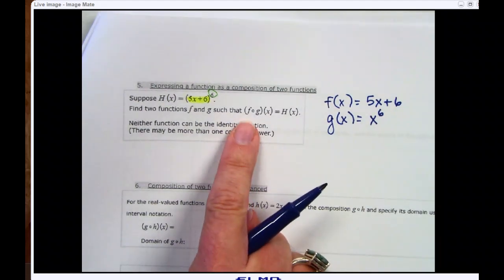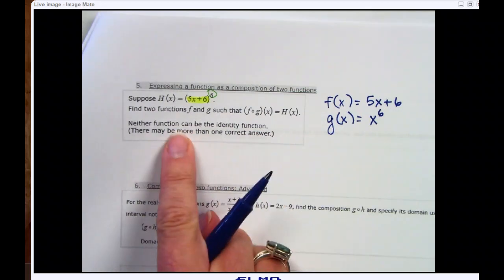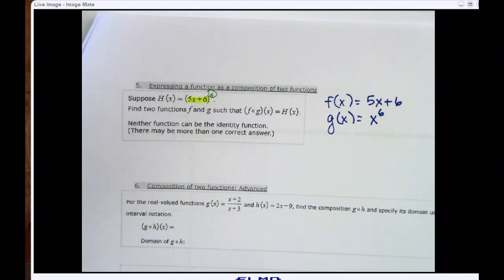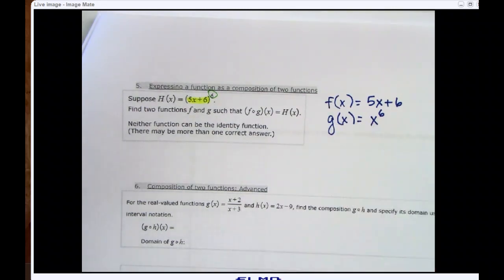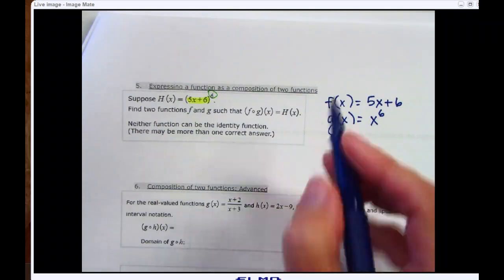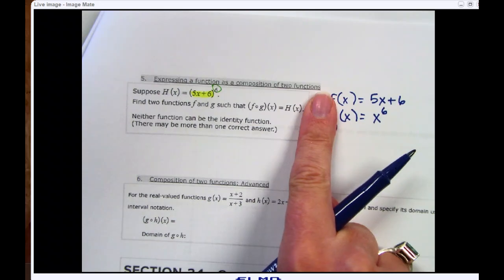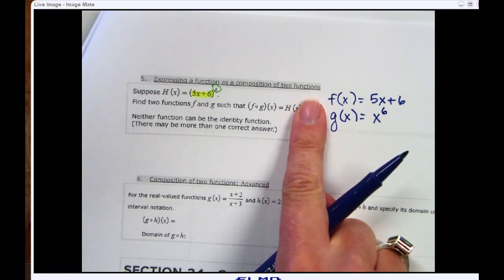Now, which way? Oh, I don't need to worry about it. Neither function can be the identity function. I thought we were going to have to figure out which way was f. Oh, we do. I don't know if this one's f or if this one's g. I know those are my two functions. I shouldn't have written that down yet. I've got to figure out which is which to make it line up that way. Which one is plugged into the other? Which one is the inside function?